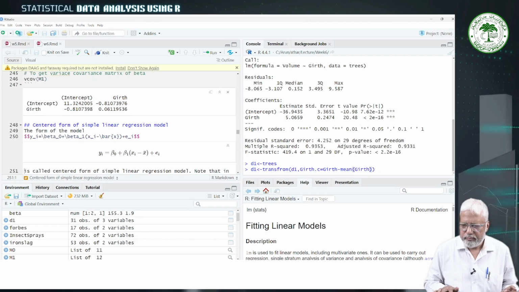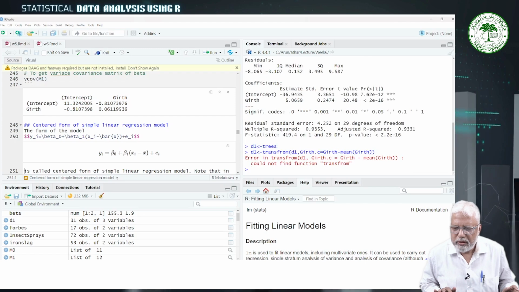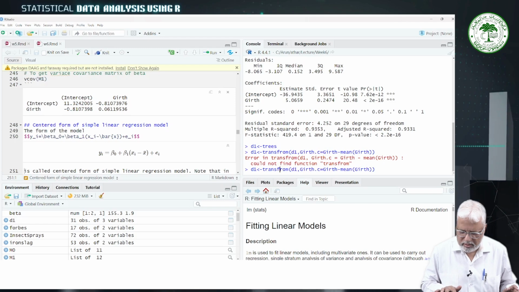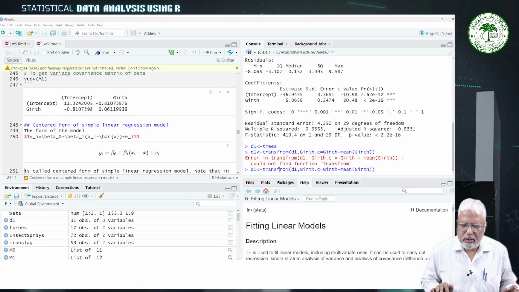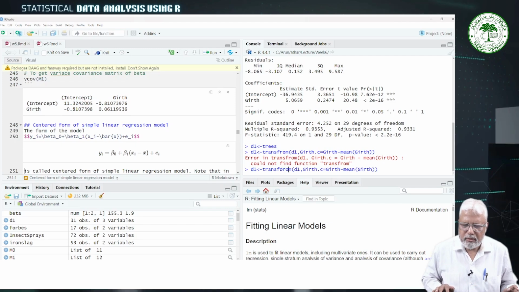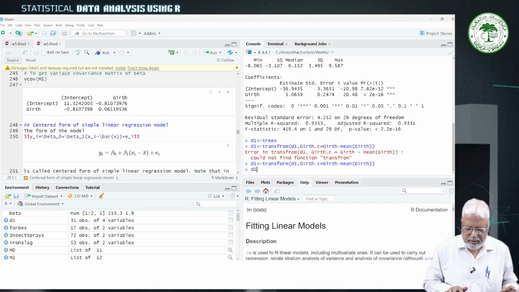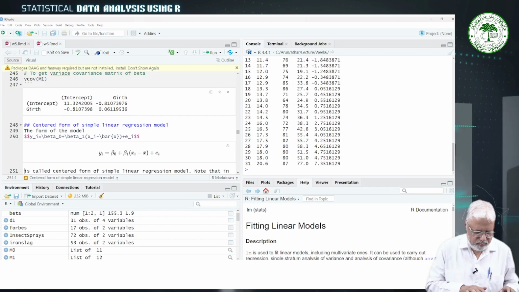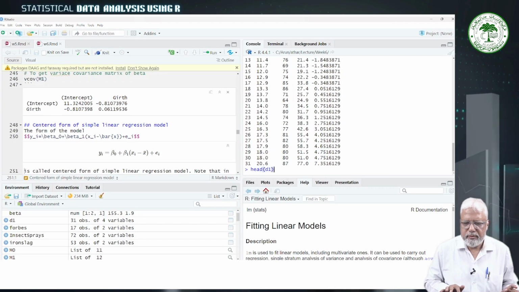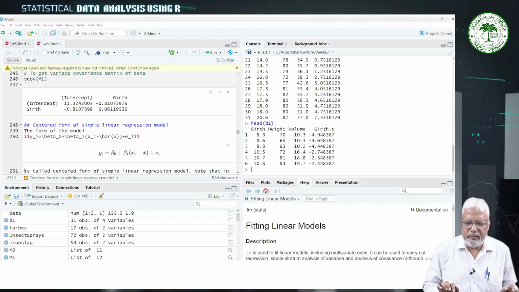So, it could not find the function transform, there is a spelling mistake, transform. Now, D1 contains the transformed vector also, head D1. See, here the centered form girth C has been added.